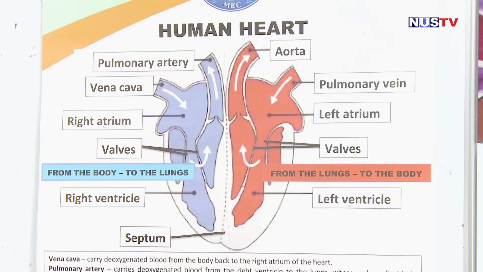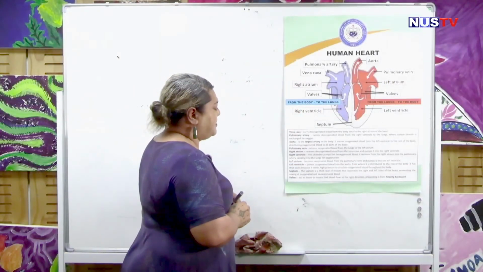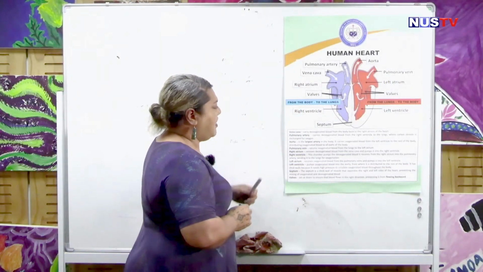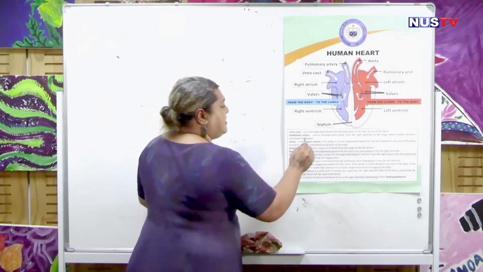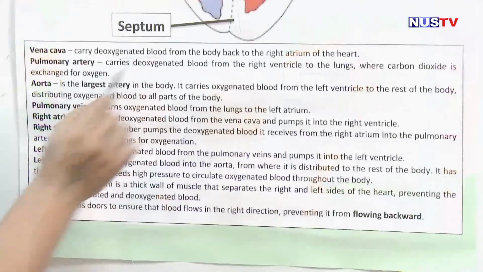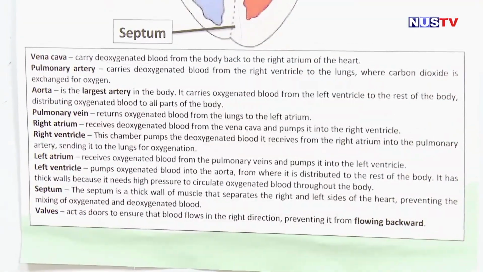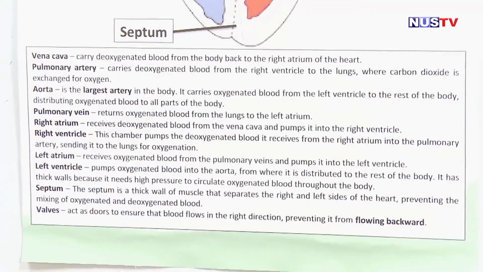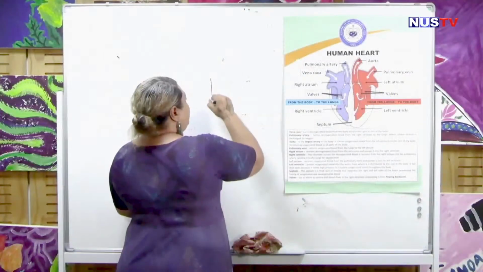Okay, let's look at the different functions of these different structures. The vena cava carries deoxygenated blood from the body back to the right atrium, to the heart. So from the body back to the heart. Vena cava, deoxygenated.